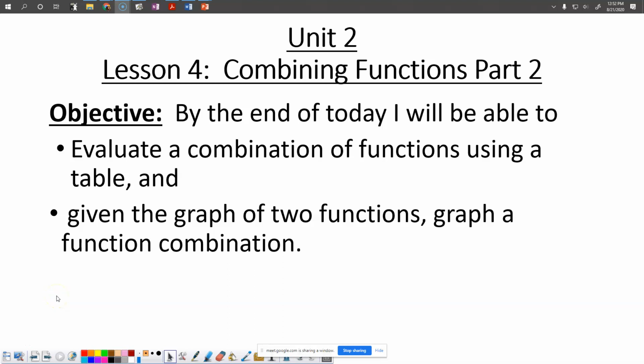Alright guys, so welcome to lesson 2.4. We're going to continue our discussion about combining functions. So this is part 2.